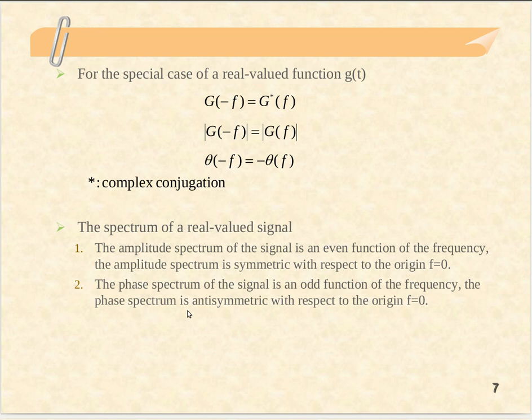Now the spectrum of a real signal is the amplitude and the phase. The amplitude is normally an even function, so it is symmetric around the vertical axis or the origin, f equals 0. The phase spectrum is an odd function. We will see later. So it is not symmetric, it's anti-symmetric around the vertical axis, the origin.